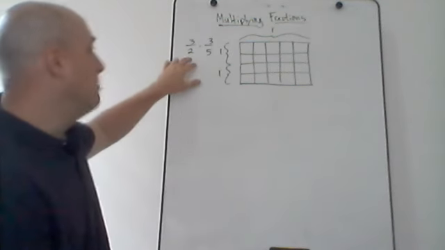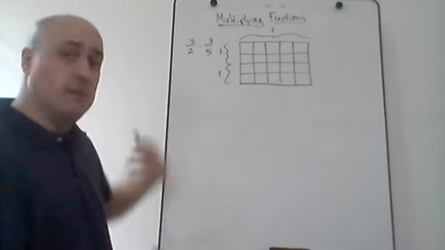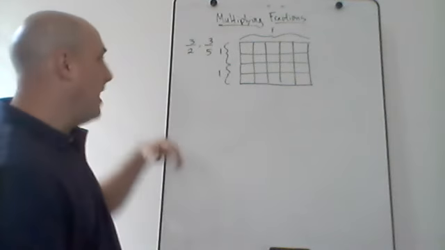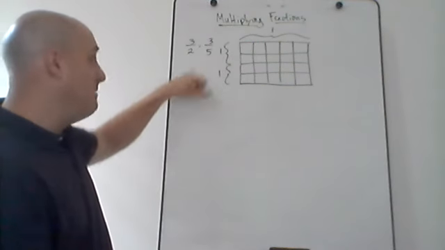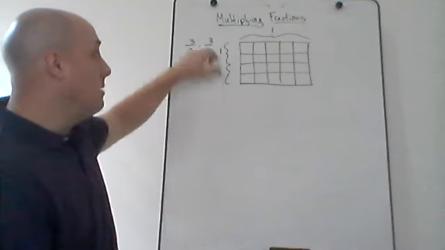Right, so 3/2 is more than 1 multiplied by 3/5, which is still less than 1. So if I want to do this with the blocks, in order to do 3/2, excuse me, I need more than one whole here, right?